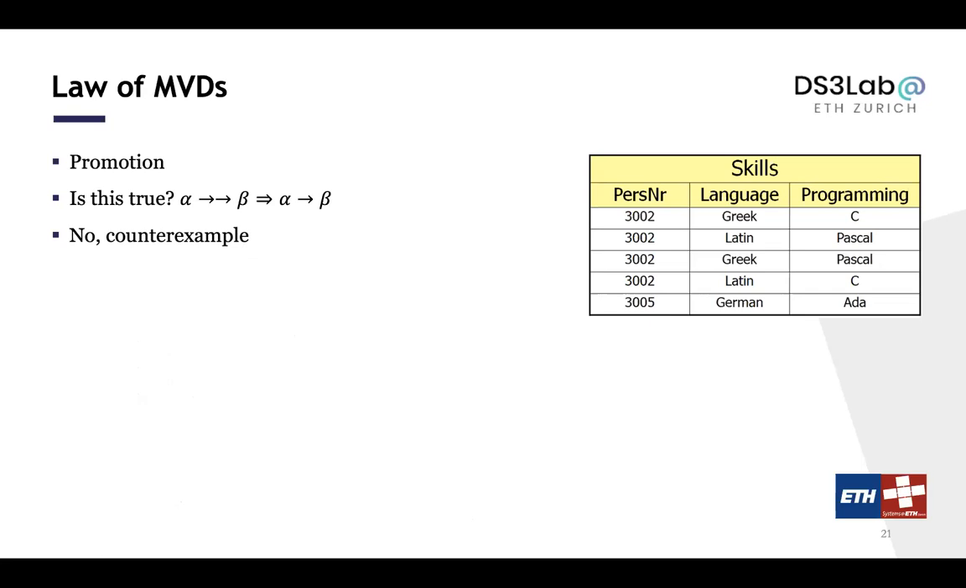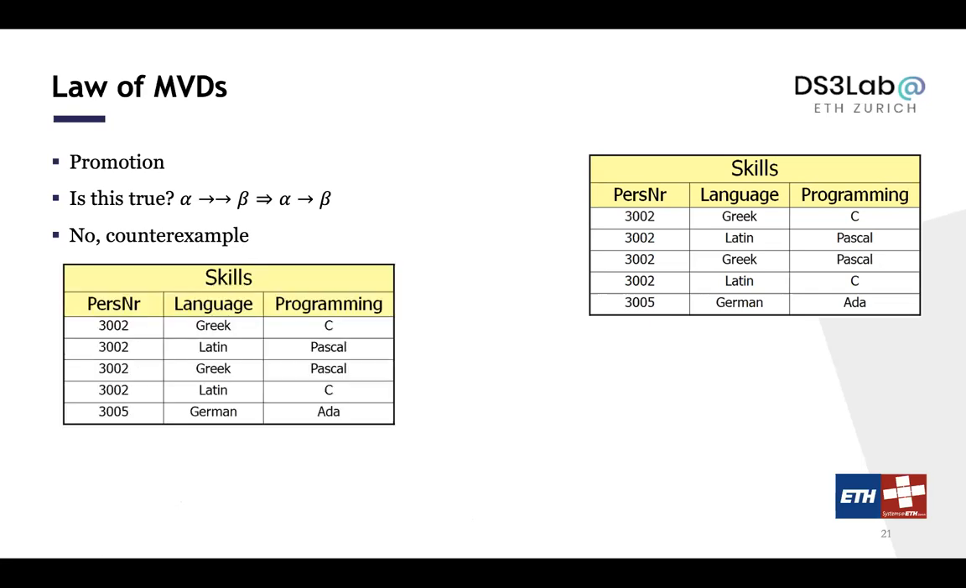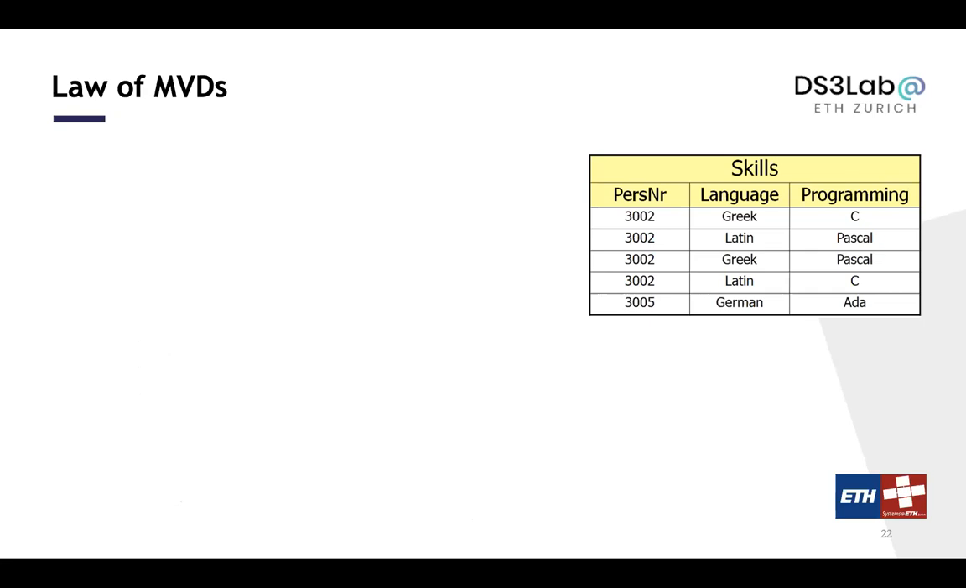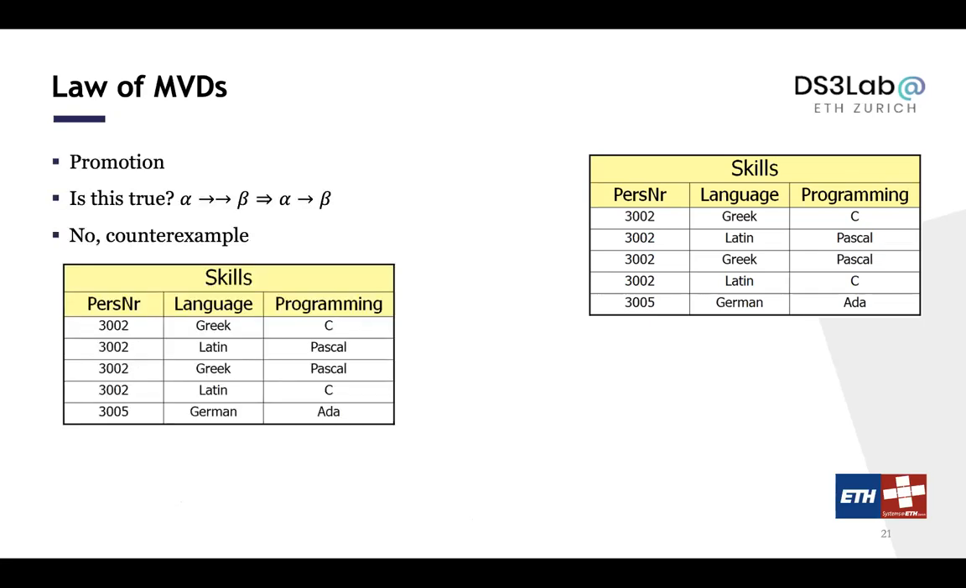So let's think about one counterexample, right? Actually this relation gives you that counterexample. In this case, you have an MVD from person ID to language, but you do not have a functional dependency from person ID to language. Why? Because you can see for 3002, there are multiple values on the language side corresponding to that person, right? So in this case, there's no functional dependency, but there is a multi-value dependency. So whenever you have a functional dependency, you have a multi-value dependency, but the other way around is not true. Okay.